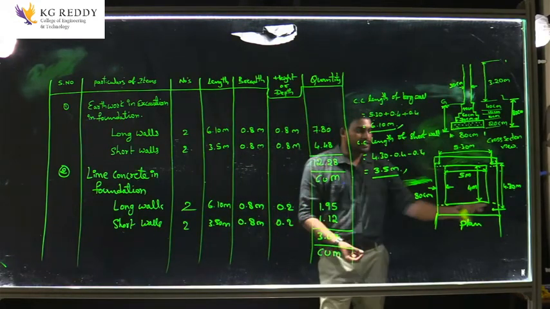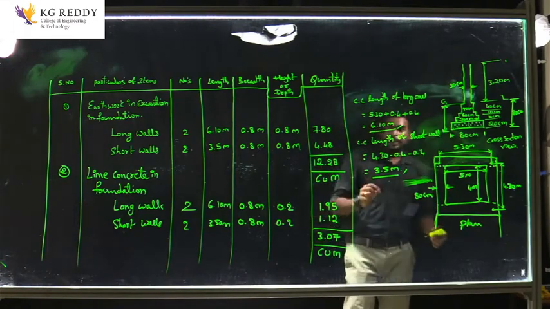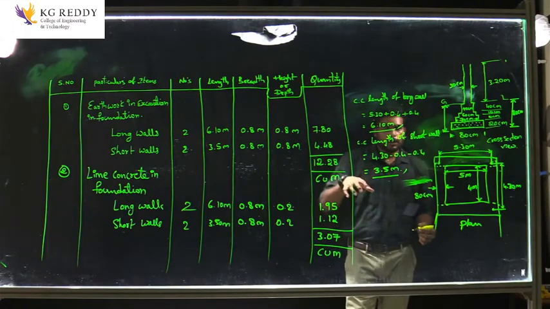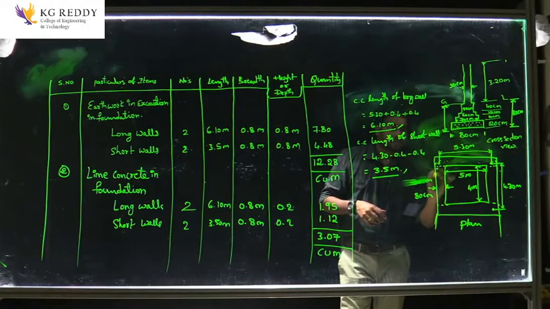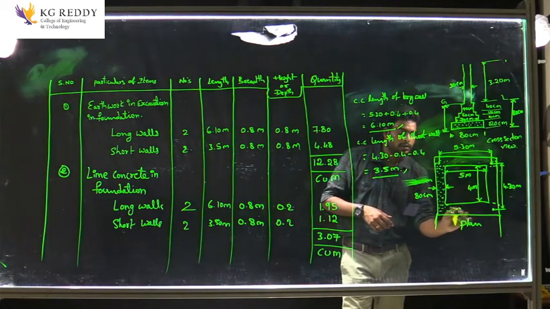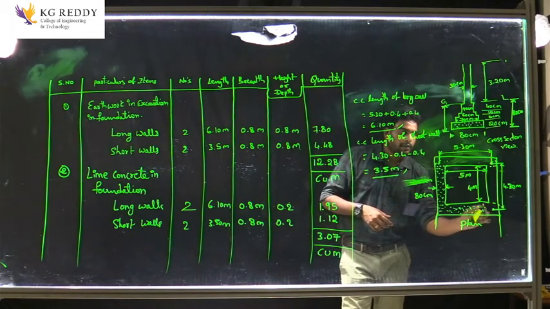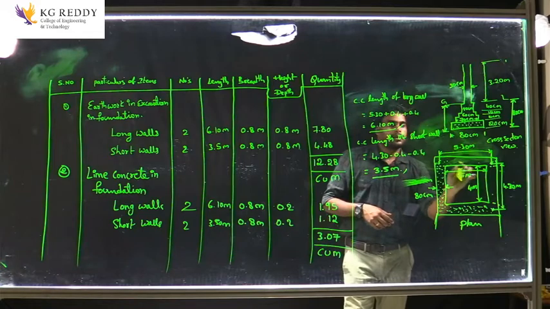So for the entire structure, after the completion of the lime concrete in foundation, if we observe from the top view, we can observe it like this. This dotted portion is the lime concrete.